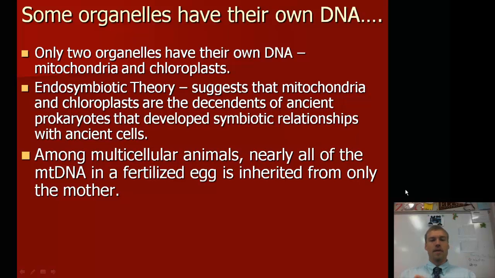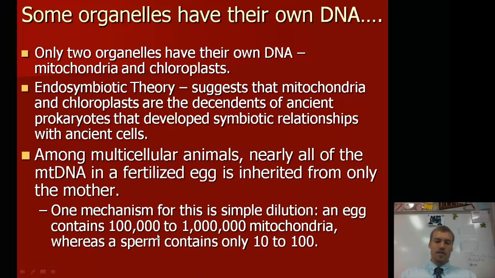Now, let's think about this. When you have a multicellular animal like ourselves, nearly all the mtDNA, that's mitochondrial DNA, in a fertilized egg is inherited only from the mother, and that makes sense, right? Egg cells are much larger than sperm cells. Sperm cells don't have that much mitochondria compared to an egg cell. So we can trace the mitochondrial DNA through lineages. We can start off following mothers, and follow them all the way down through the ages. It's a useful tool for figuring out the descendants of people and where they came from originally.